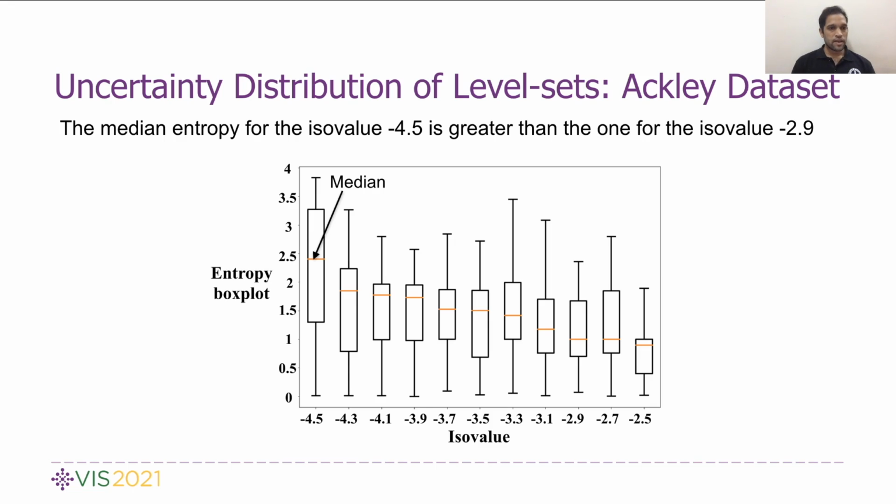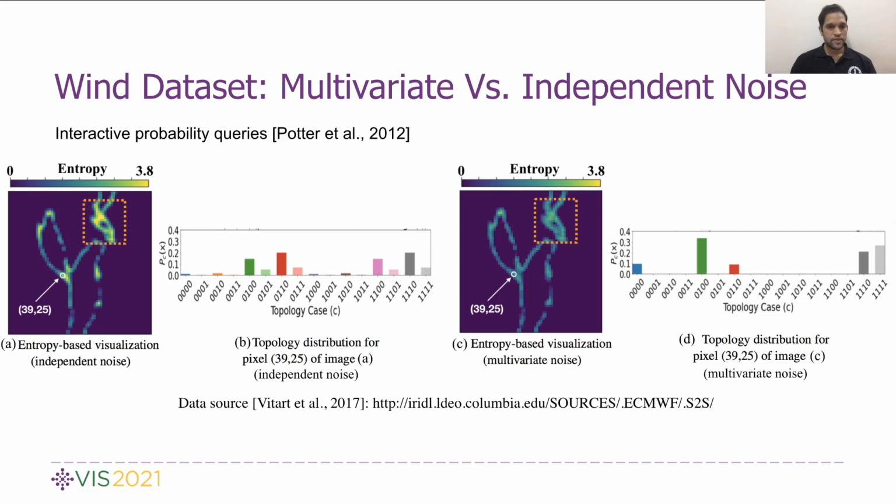Our framework allows us to analyze the uncertainty distribution of the level sets. We visualize the box plot of entropy values for grid cells with non-zero entropy for different isovalues. The median entropy and overall entropy, or uncertainty, for isovalue minus 4.5 is higher than the ones corresponding to the isovalue minus 2.9. We compare the results of the multivariate and independent noise assumptions.